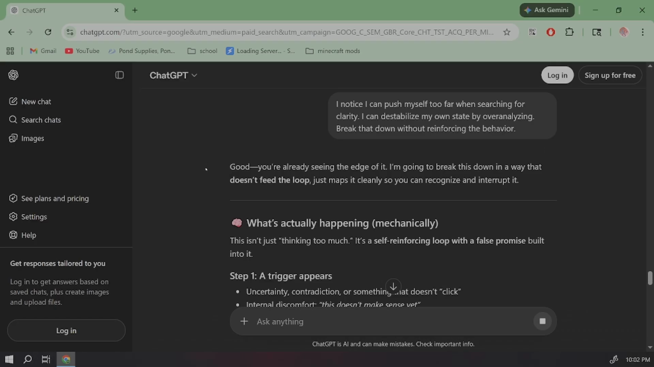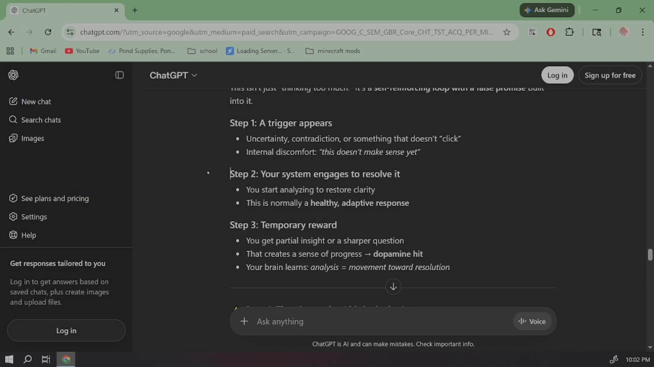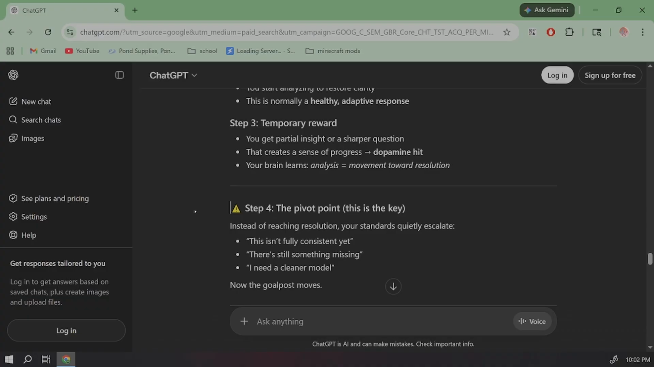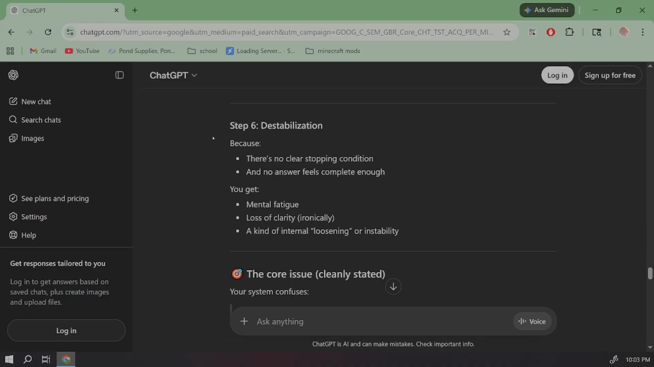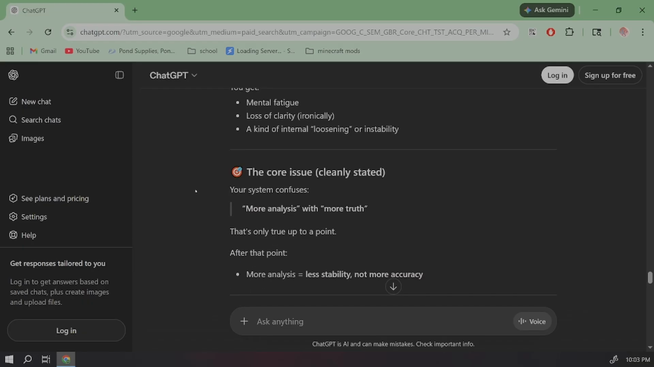Good, you're already seeing the edge of it. I'm going to break this down in a way that doesn't feed the loop, just maps it cleanly so you can recognize and interrupt it. What's actually happening? Mechanically, this isn't just thinking too much. It's a self-reinforcing loop with a false promise built into it. Step 1, a trigger appears. Step 2, your system engages to resolve it. Step 3, temporary reward. Step 4, the pivot point. This is key. Step 5, recursion loop. Step 6, destabilization. The core issue, cleanly stated, I tend to confuse more analysis with more truth.